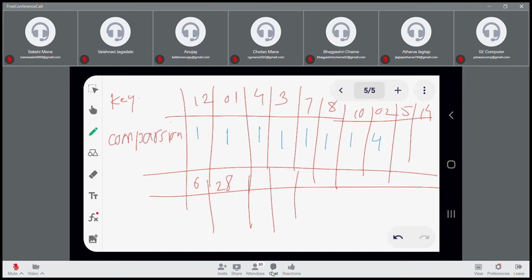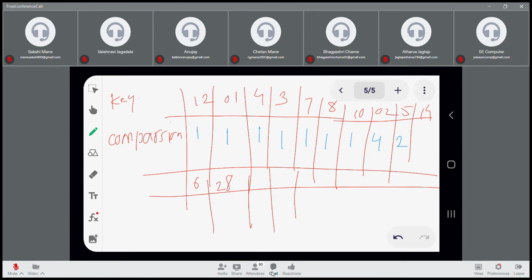Similarly, for placing key 5, your actual index is 5, but at 5 we have already placed 2. So you need to check the next empty position from index 5. So 5 is the first comparison. The next comparison is 6. As 6 is an empty location, you can place 5 at index 6. So here we need 2 comparisons to place 5.